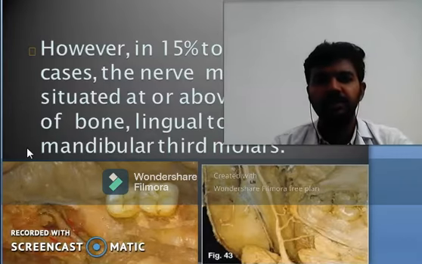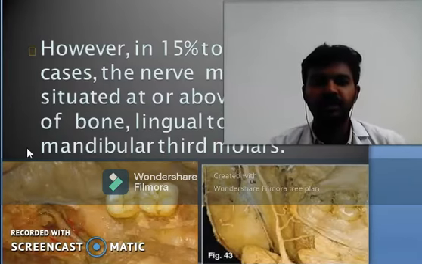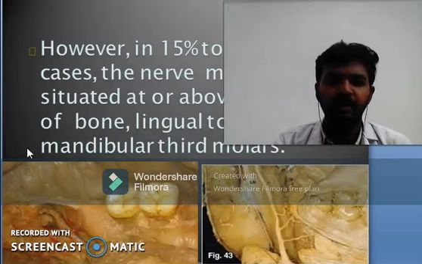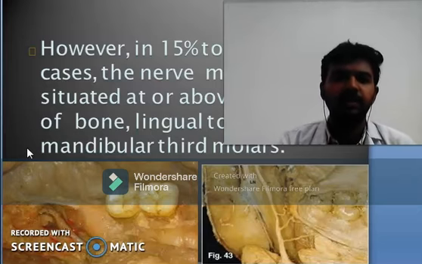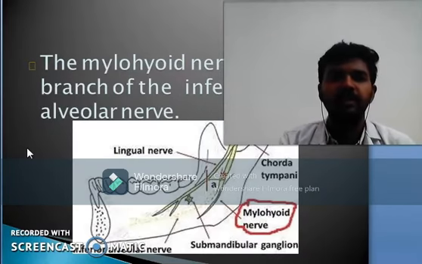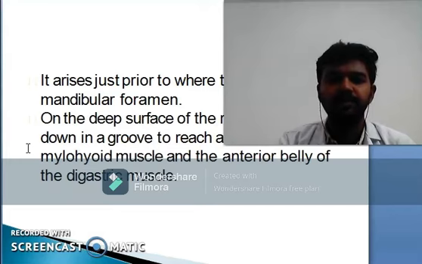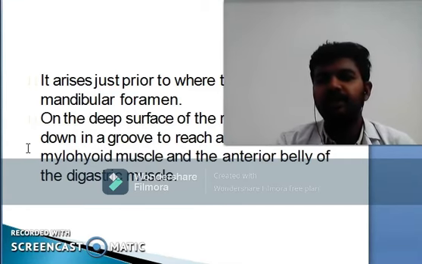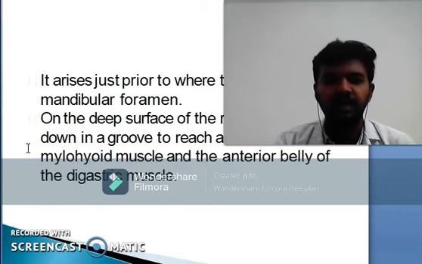However, in 15 to 20% of cases, the nerve may be situated at or above the crest of the bone lingual to the mandibular third molars. The mylohyoid nerve is a branch of the inferior alveolar nerve. It arises just prior to where the inferior alveolar nerve enters the mandibular foramen. On the deep surface of the ramus, it moves down in a groove to reach and innervate the mylohyoid muscle and the anterior belly of the digastric.